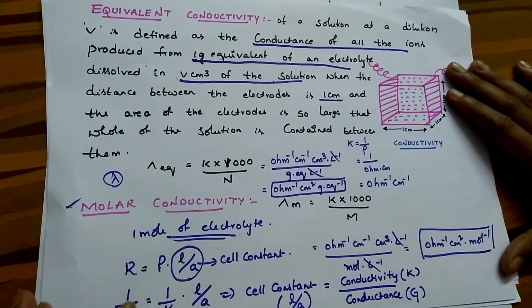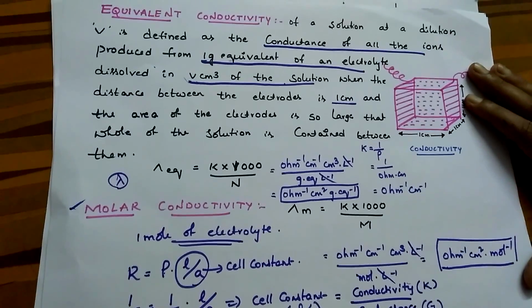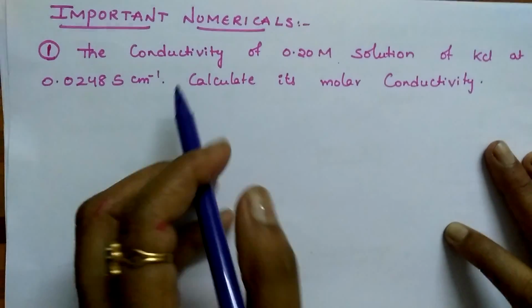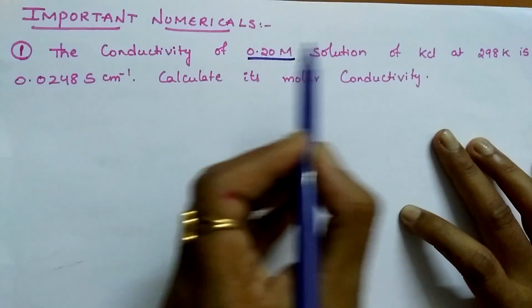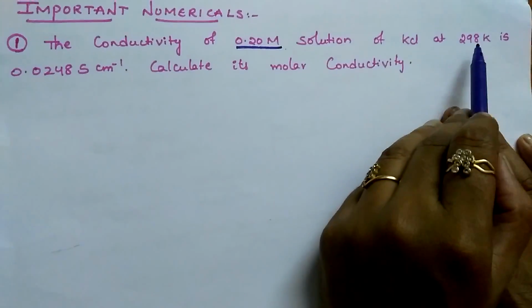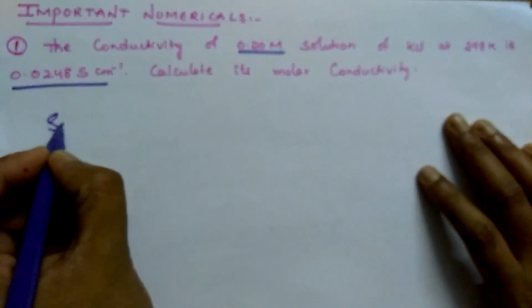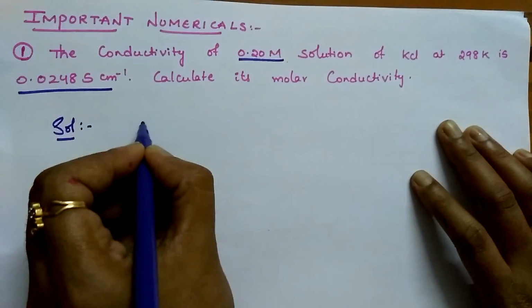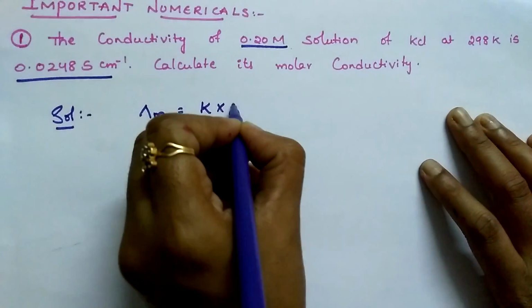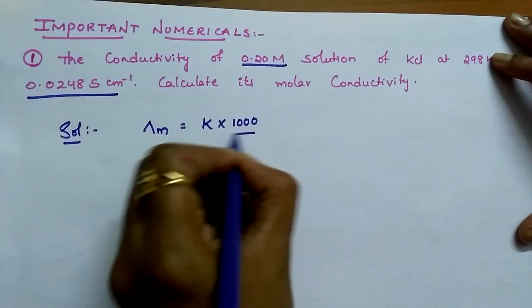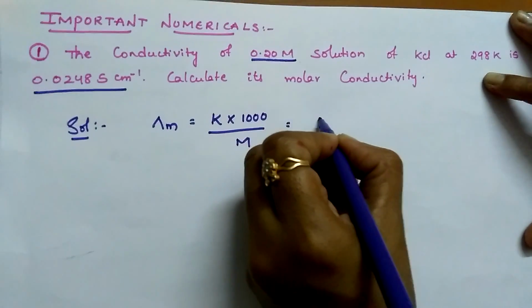Let us discuss some important numericals which are useful for both PU as well as competitive exams. Let us see the numerical. The conductivity of 0.20 molar solution of KCl at 298 K is this value. Calculate the molar conductivity. What are they asking, students? Molar conductivity. How to find molar conductivity? Conductivity into 1000 by M. What is the conductivity given in the question?